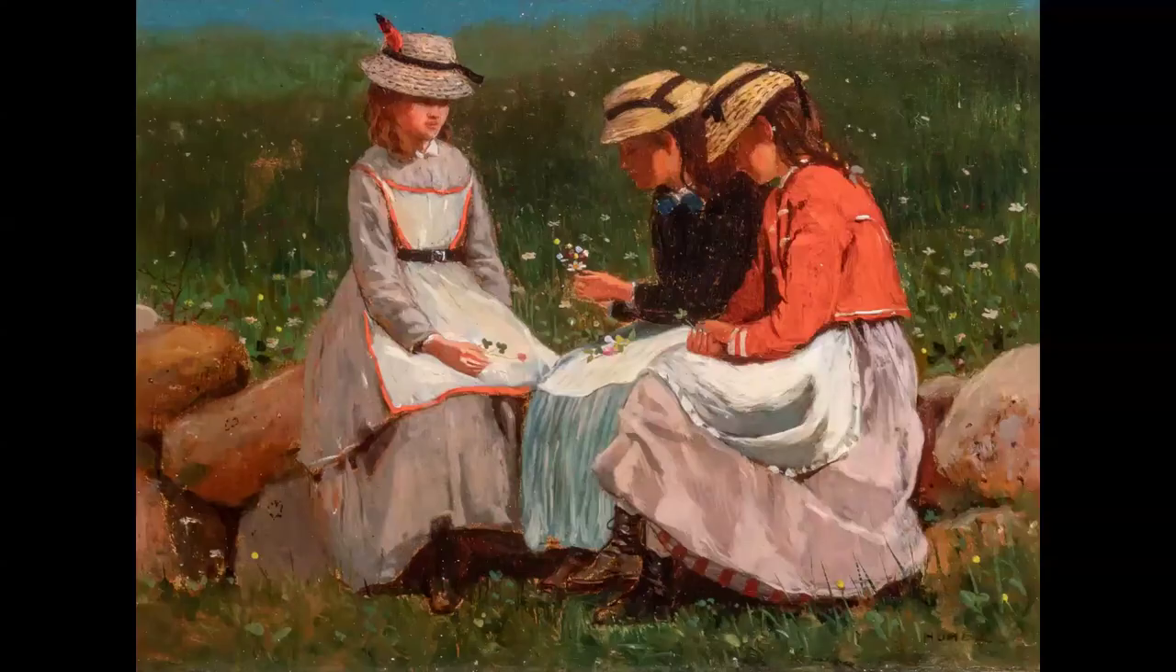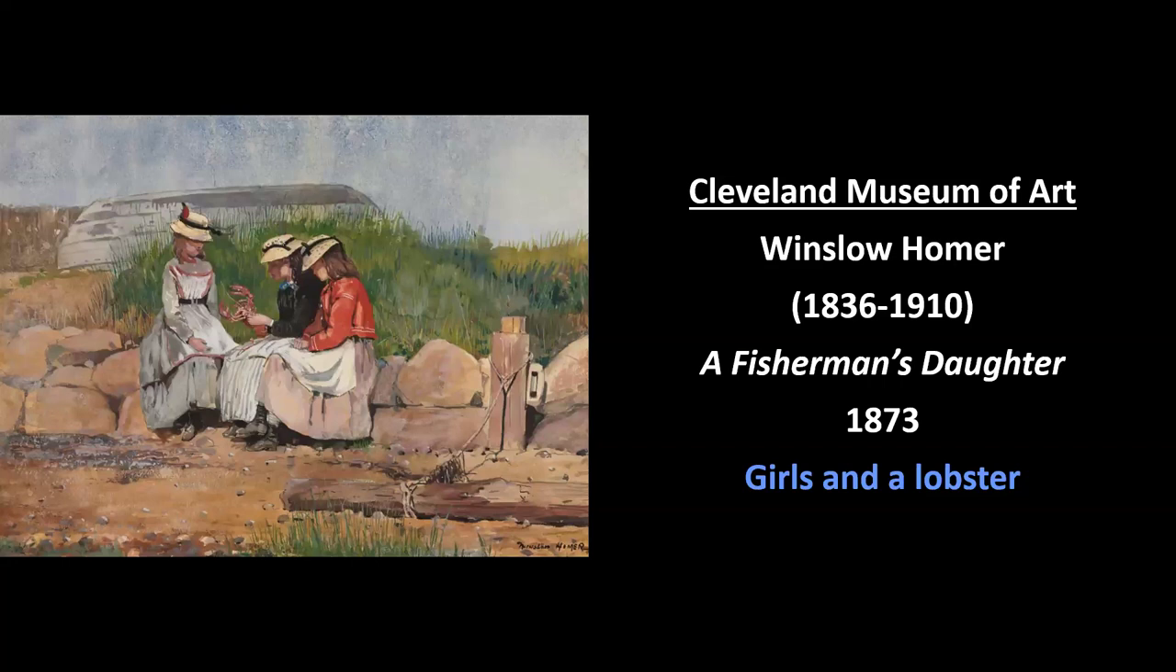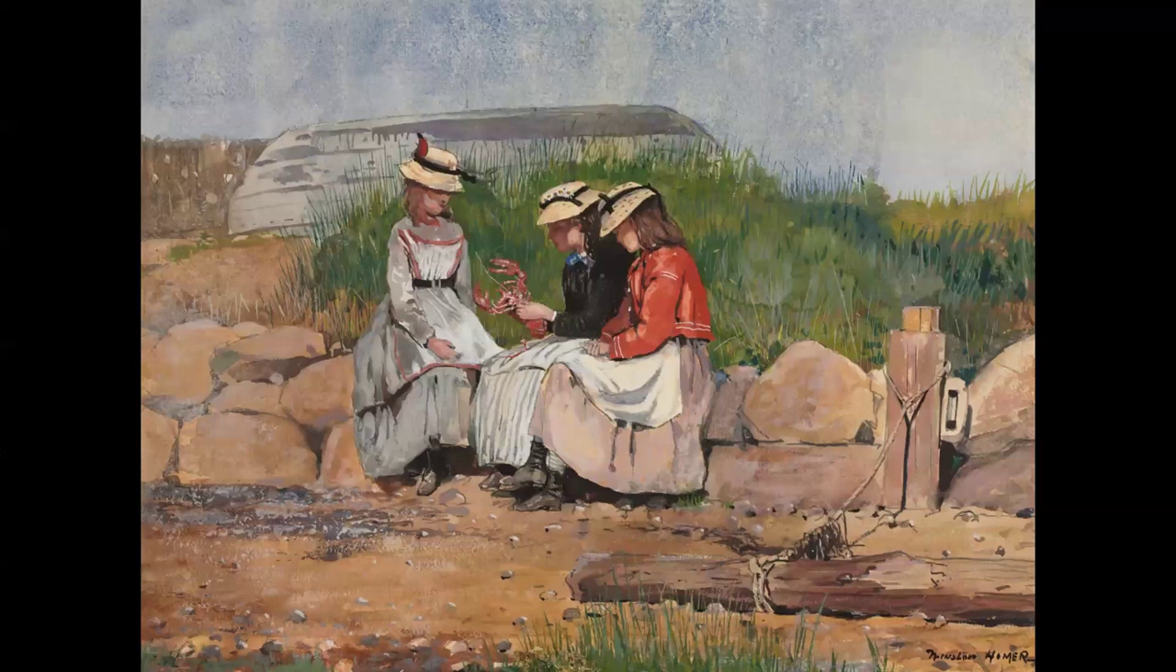And so here was the previous one, Three Girls with the Flowers. And it looks like the same three girls, except the one in the middle has a lobster. It's called Fisherman's Daughter, so perhaps her father is a fisherman. Maybe she's explaining the inner workings of the lobster.